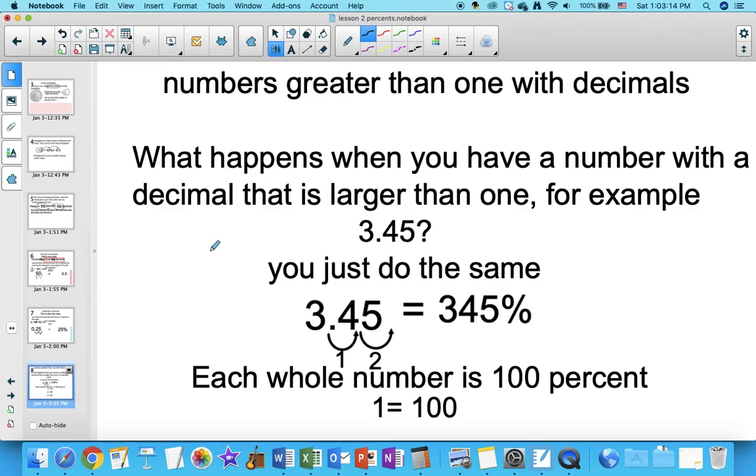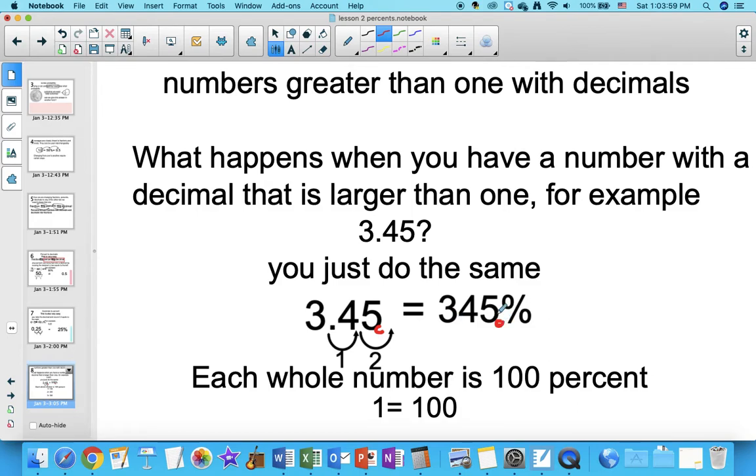Numbers greater than 1 with a decimal, right? What happens when you have a number with a decimal that's larger than 1? For example, you have 3.45. How do I turn 3.45 into a percent? Well, you do the exact same thing, right? You take the decimal and move it 2 spots, so it goes from 3.45 to 345%, right? I moved the decimal 2 spots, so now the decimal is here. So I have 345%.